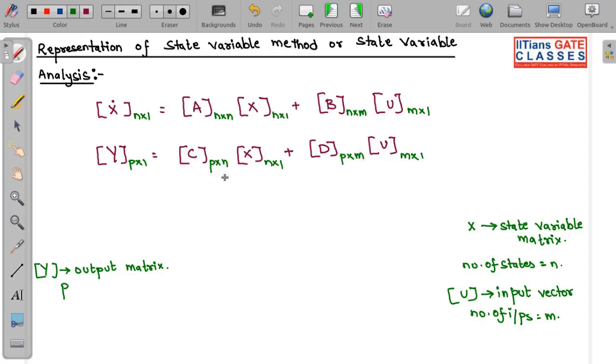Now what are these A, B, C, D matrices? Let us see them one by one. What is the A matrix, B matrix, C matrix, and D matrix? Let us talk about it.